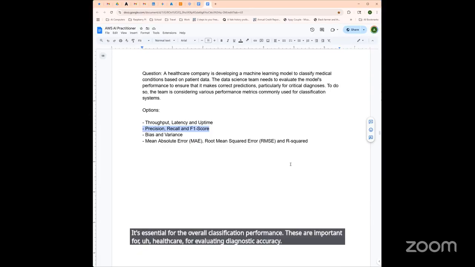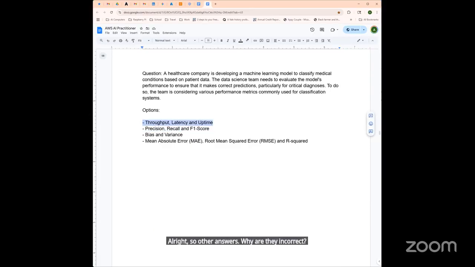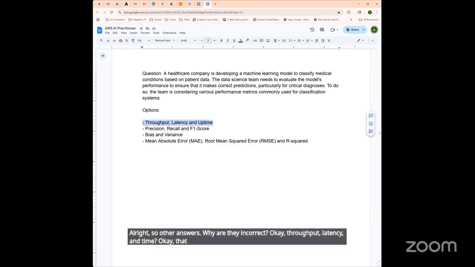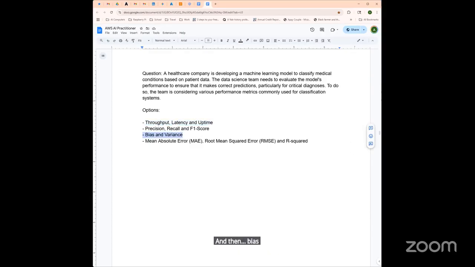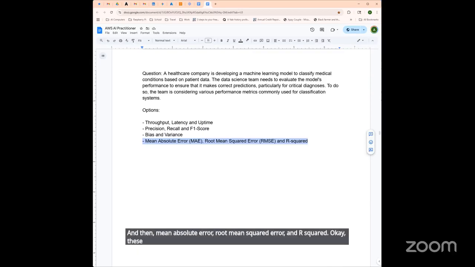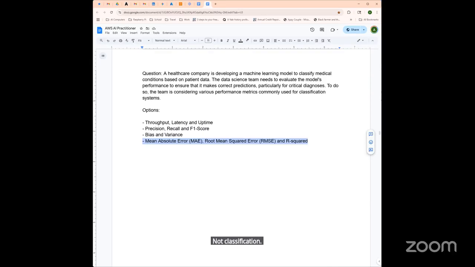All right, so other answers. Why are they incorrect? Throughput, latency, and time. That's not it. These are system performance metrics. And then bias and variance, we talked about this. These are model complexity concepts. And then mean absolute error, root mean squared error, and R squared. These are regression metrics, not classification.